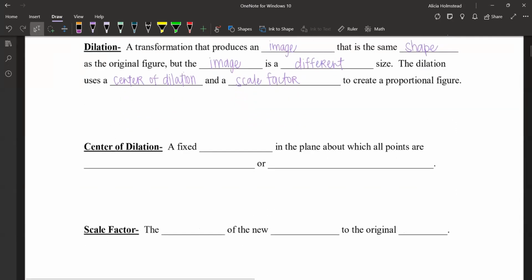So the center of dilation, this is a fixed point in the plane about which all points are either expanded, which means our image is getting bigger, or contracted, which means our image is getting smaller.